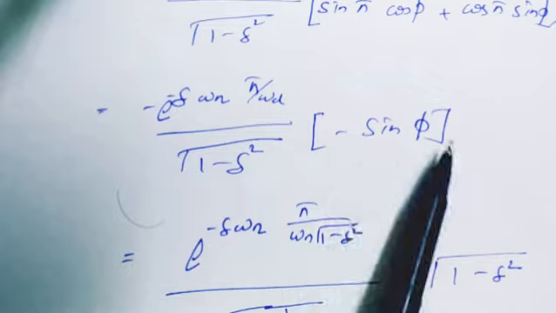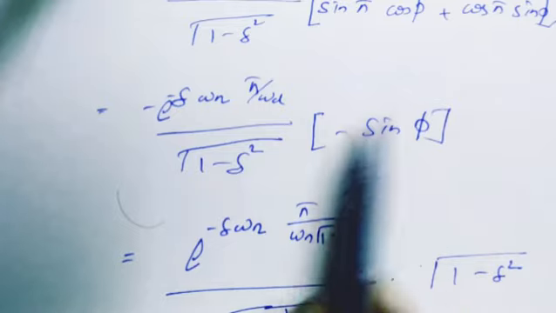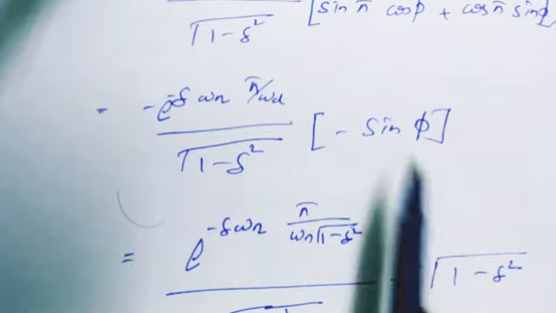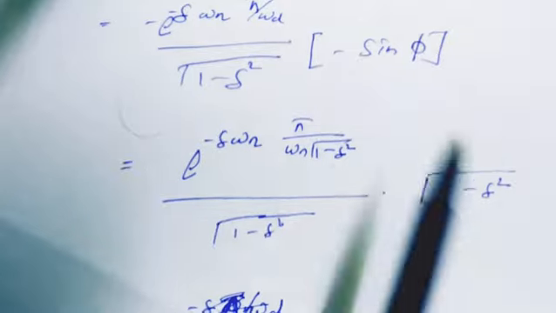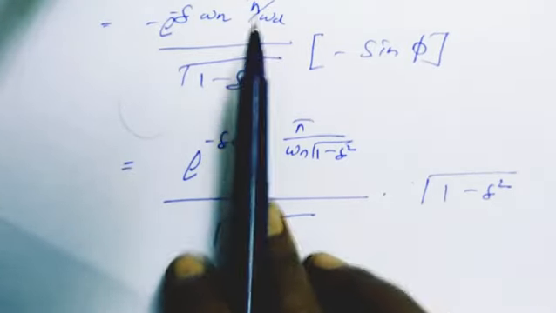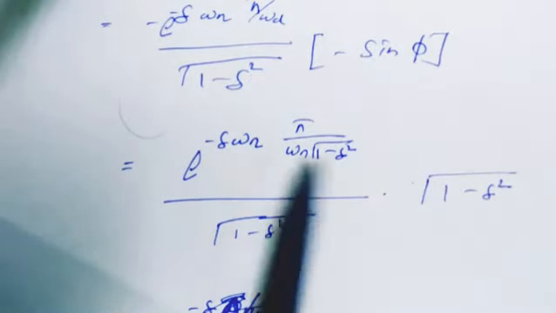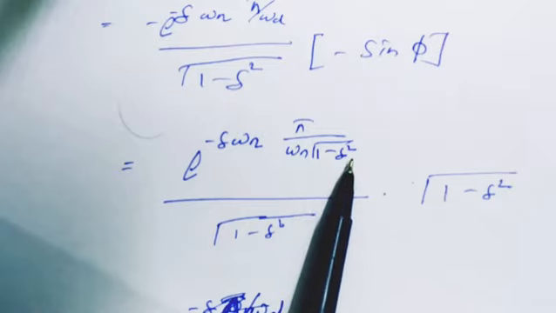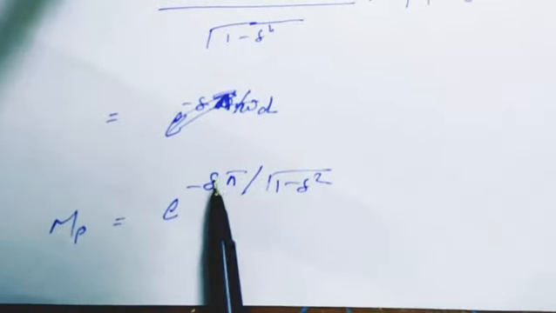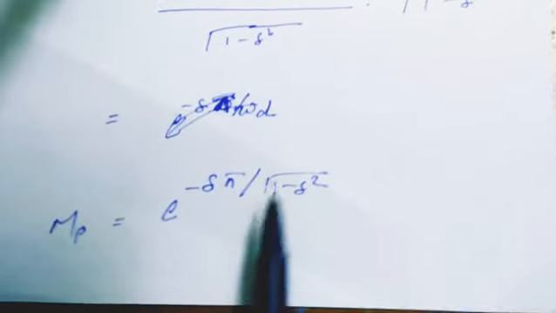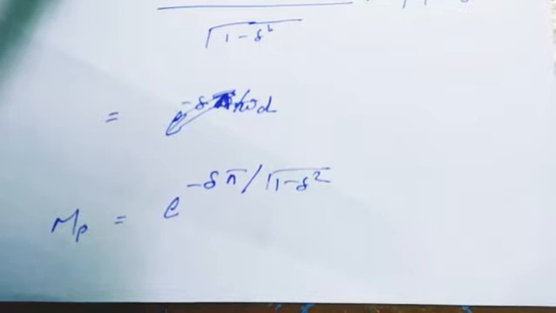The minus signs will get cancelled. The value of sin phi is root of 1 minus delta square, so this will get cancelled. And instead of omega d, we are substituting omega n into root of 1 minus delta square, so omega n will get cancelled. So we'll be getting the peak overshoot as e raised to the power of minus delta pi divided by root of 1 minus delta square. This is about maximum peak overshoot.